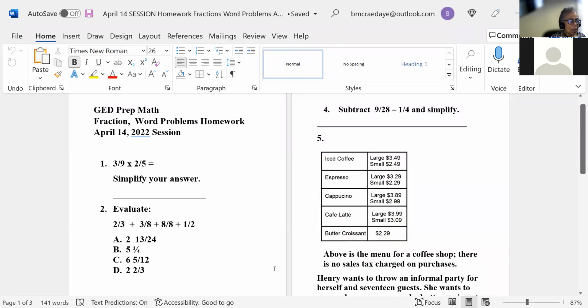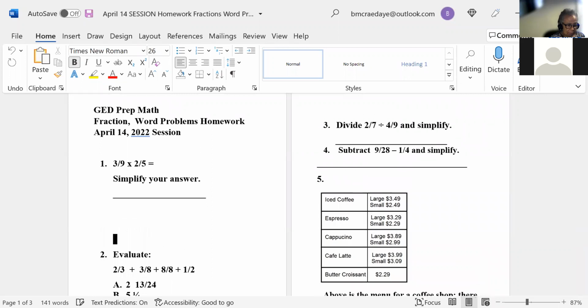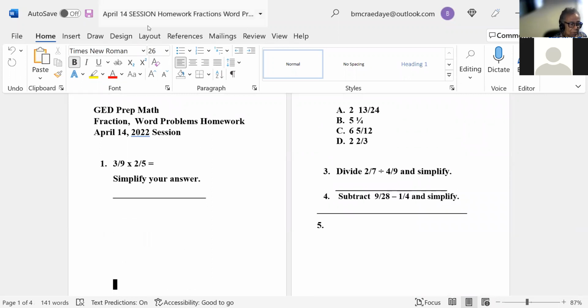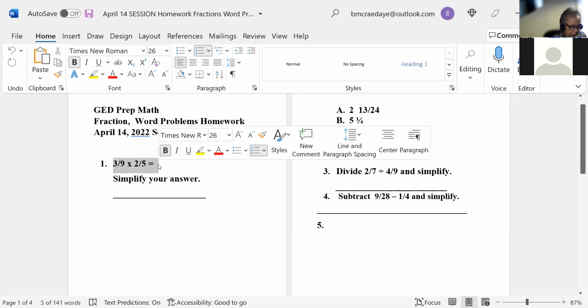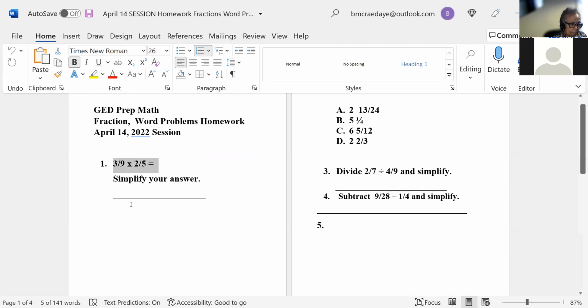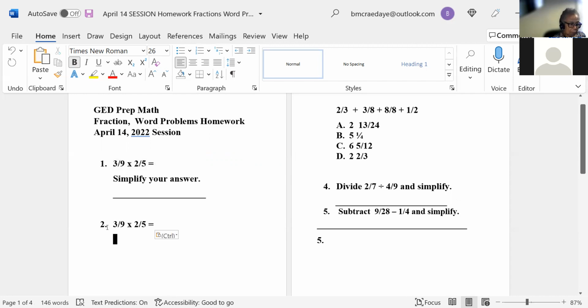You see the homework on the screen? Yes. And what's the first problem? Number one, it's 3 divided by 9, multiplied by 2 divided by 5. So it's just a straight multiplication, right? What's the rule for multiplication of fractions, Vanessa? Division is something, then you flip. Yeah, that's right, with the division. But what about multiplication?